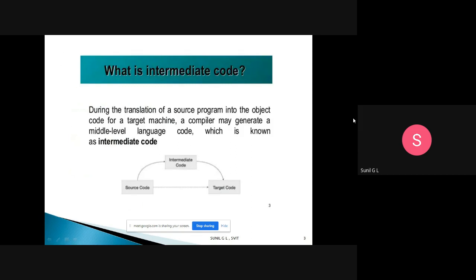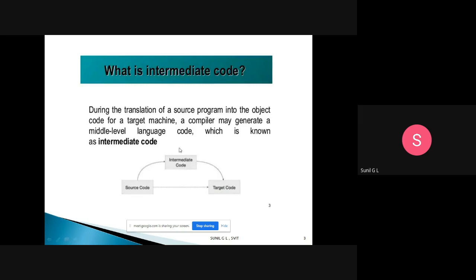Okay. So first, what do you mean by intermediate code? During the translation of a source program into object program, that is object code for a target machine, a compiler may generate a middle level language. That middle level language we will call an intermediate code. Suppose the source program is in C or another higher level language, and the target program is in a lower level language. That intermediate representation may be in assembly level language.